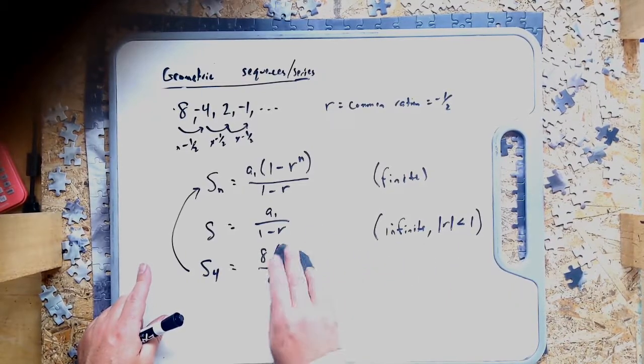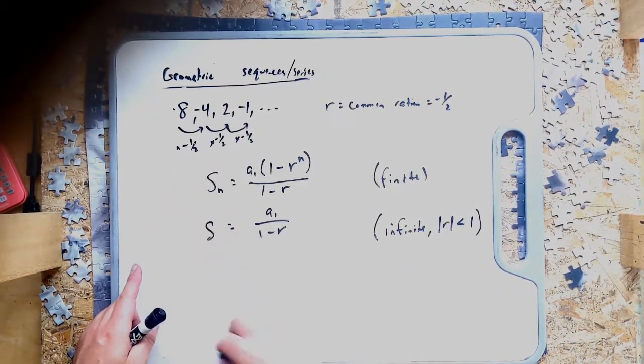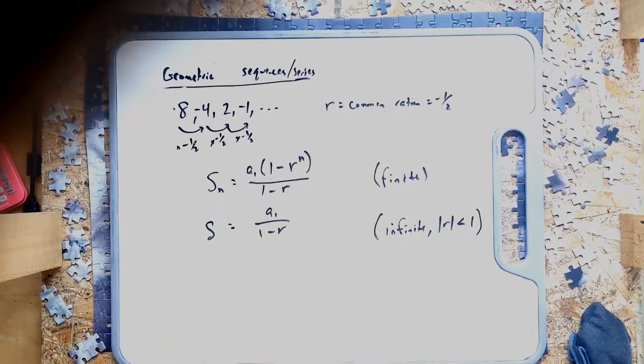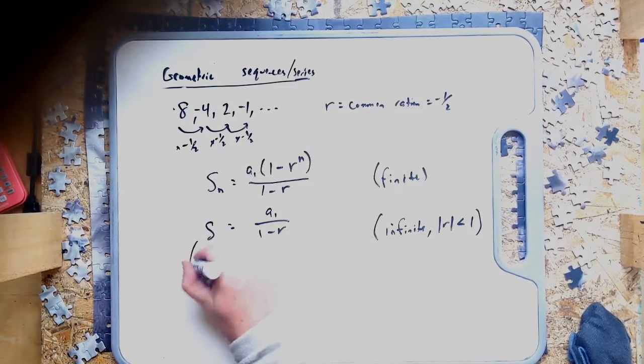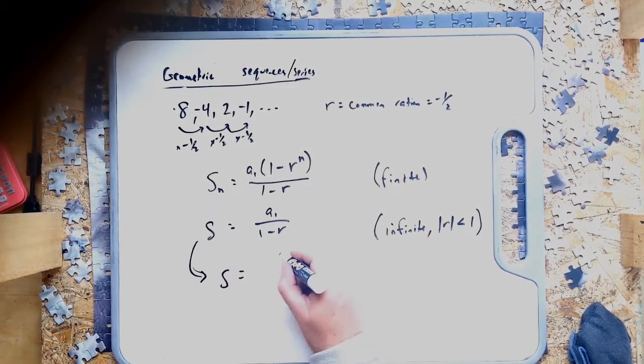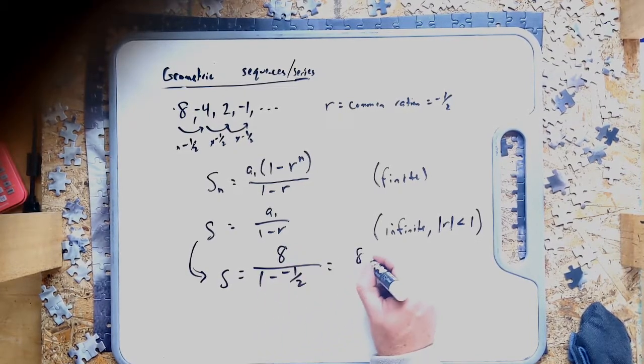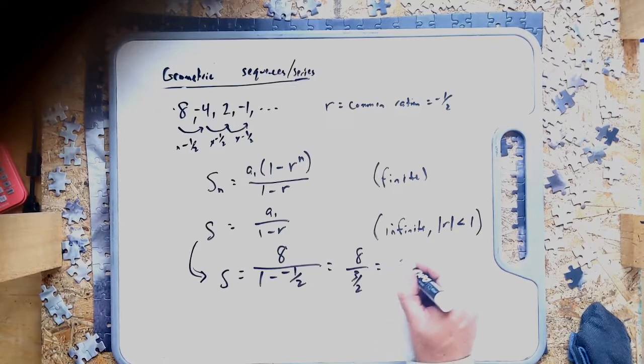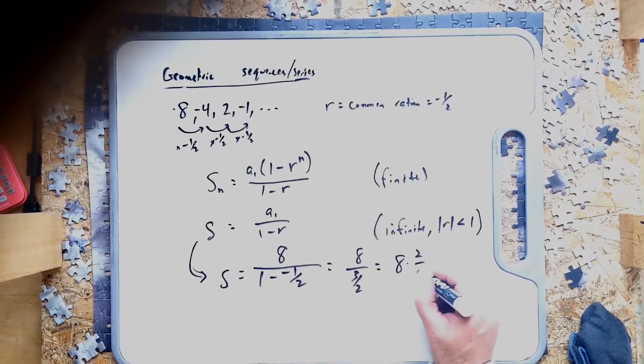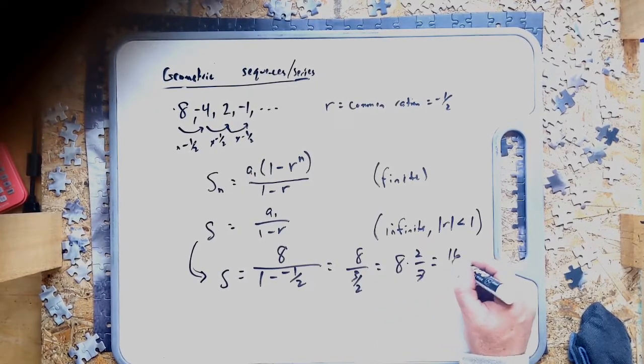Now I'm going to do the infinite series that we have right there. So if I go forever, my sum is a lot easier to do. It's just a1 over 1 minus negative 1/2, 8 over 3/2, or 8, flip and multiply, times 2/3, or 16/3. That's if I went on forever. All right, that's basically it.